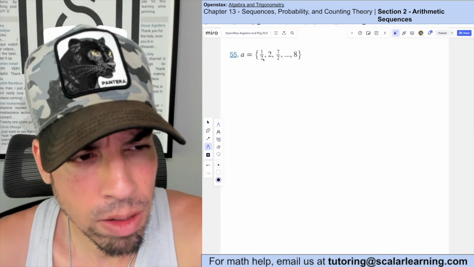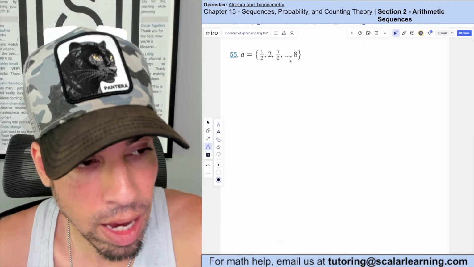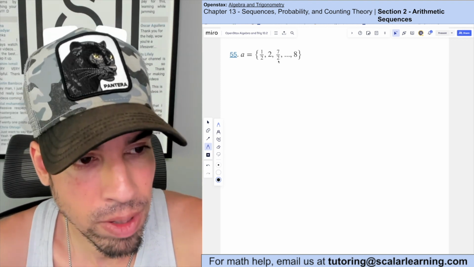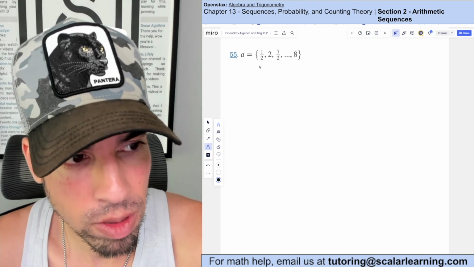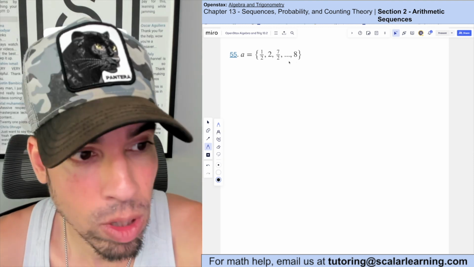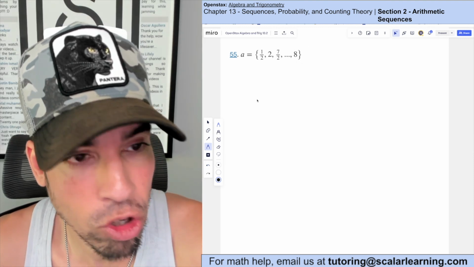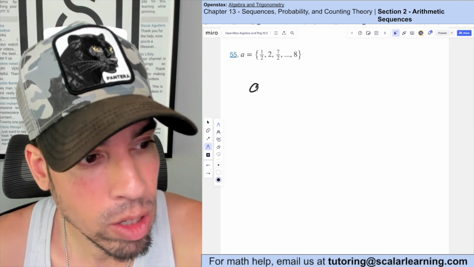So for this one, we've got a bunch of terms from 1/2 to 8. Now we could write them all out and kind of figure out where we go in terms of the number of terms here. But I got a better idea. What I'm going to do is figure out what number term 8 is in this sequence. So we can write an explicit formula.